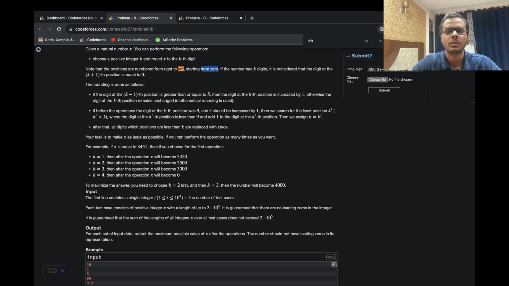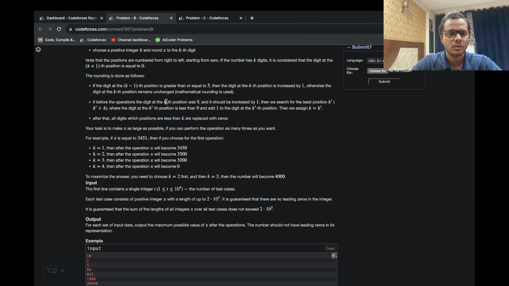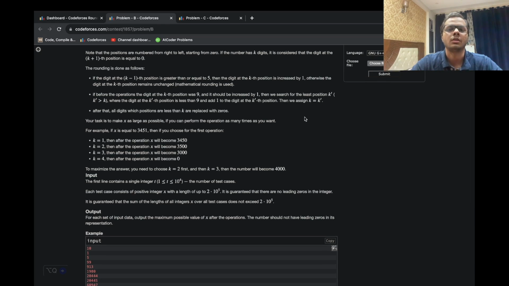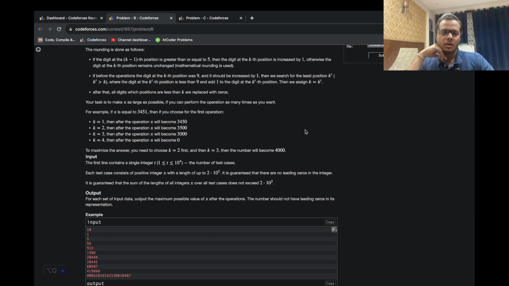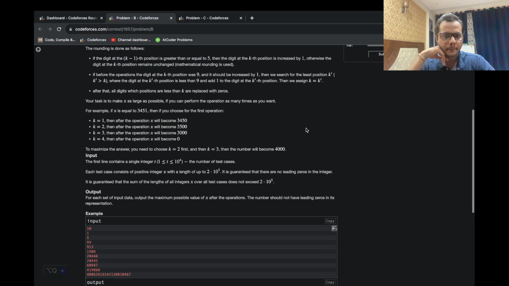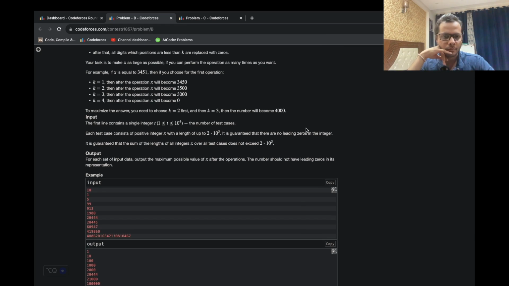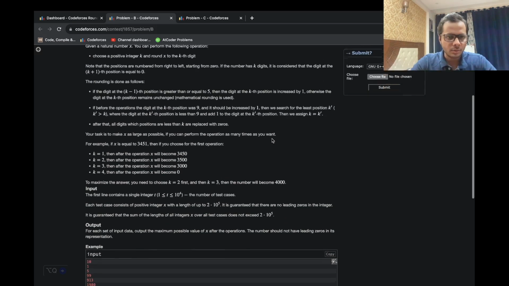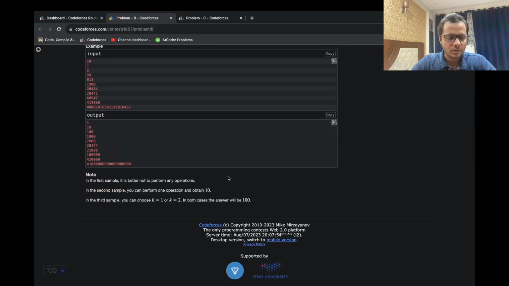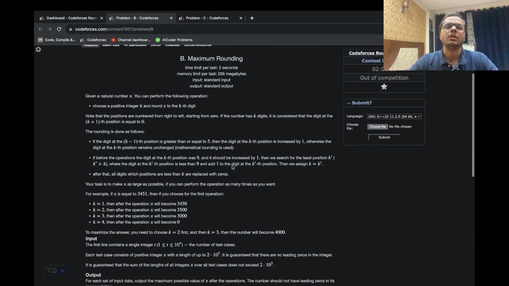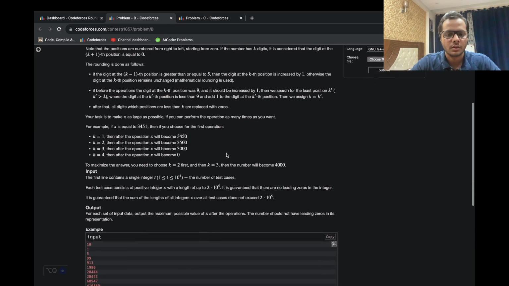Okay, so we are starting from 0. That makes sense. And the digit at the kth position was 9 and should be increased. Then we search for the least position k prime where the digit at the given position is less than 9 and add 1 to that position. Okay, that makes sense. So do we need to make only one operation? Okay, so we need to make only one operation. That's fine.